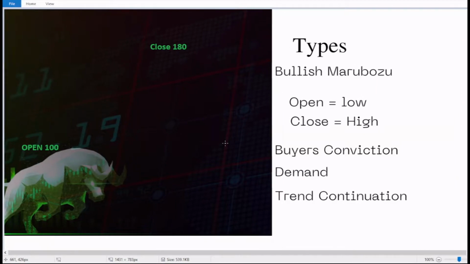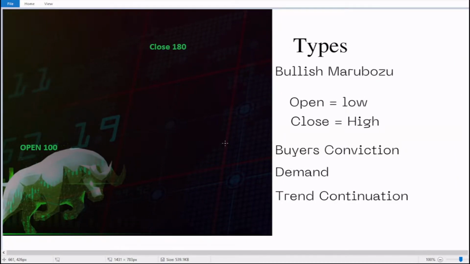Hi everyone, welcome back to the session. From here onwards, we are going to learn about different types of candlesticks. The first candlestick that we are going to learn is called a Bullish Marubozu, one of the most prominent candlesticks that you can come across. As we learn, you will be able to recognize it and understand its importance.